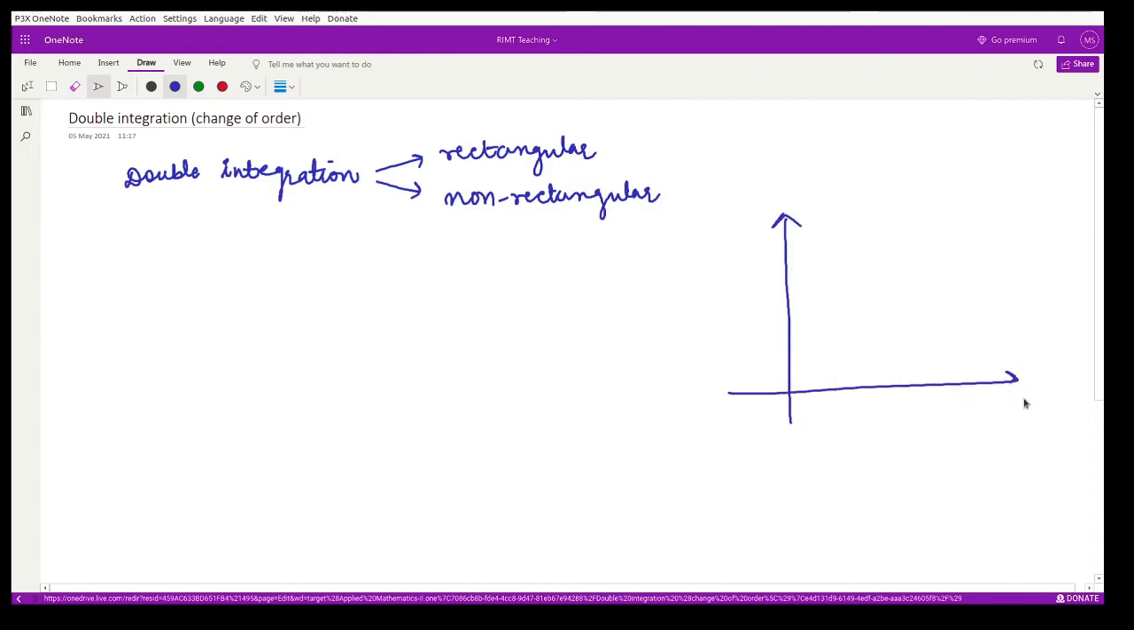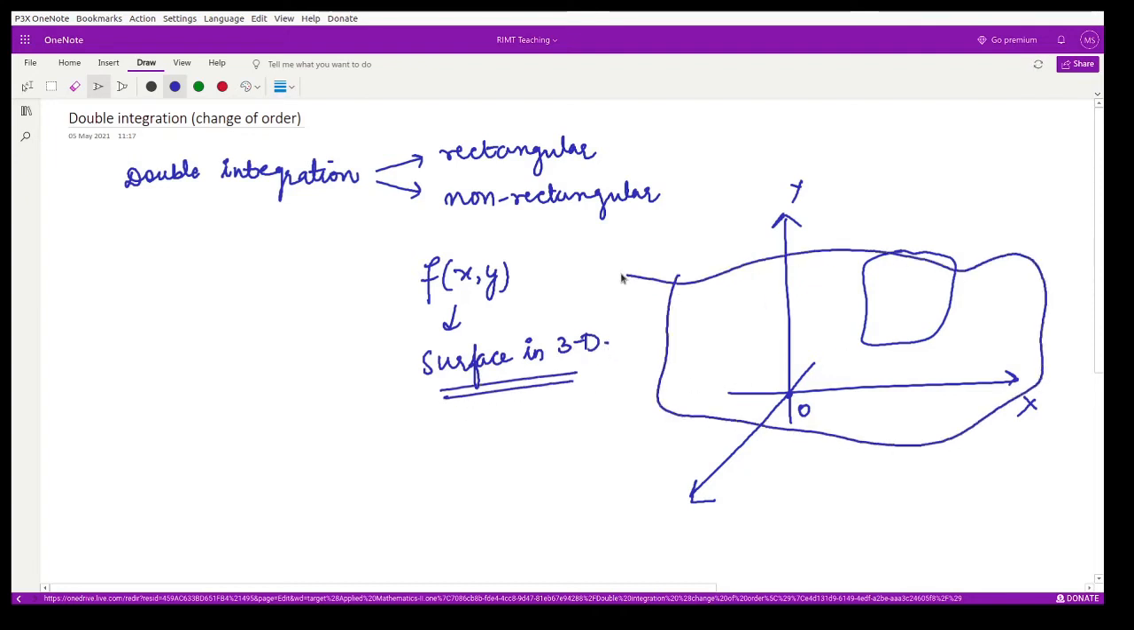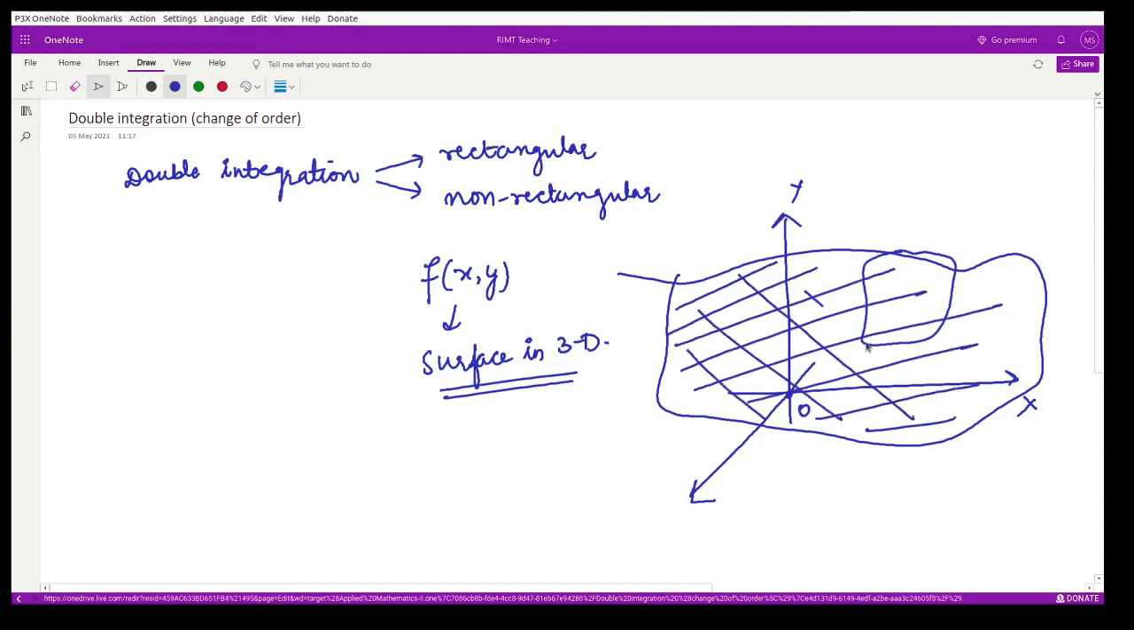Suppose in this two-dimensional plane x and y, some kind of domain is given to you. You have this z-axis also. So this is your origin. You are now in a three-dimensional space, and you are given some function f of x, y, which is a surface in three-dimensional space. So the surface would look something like this, right? What we have to do is compute the volume under the given surface over this particular domain.